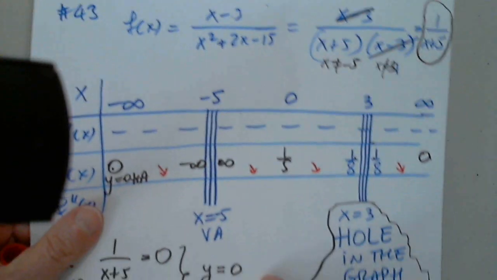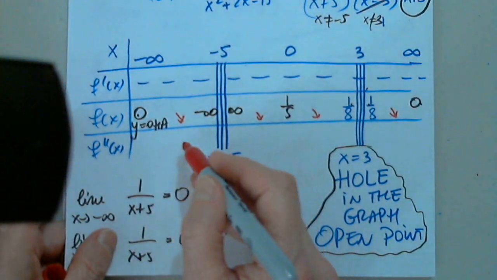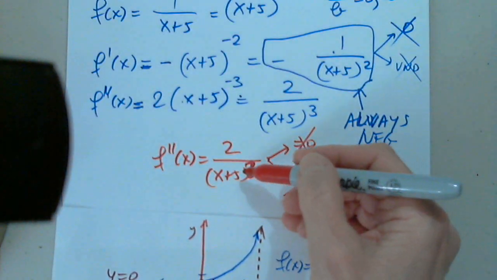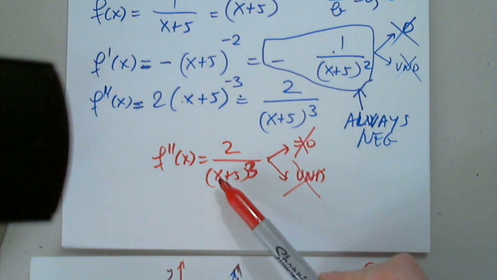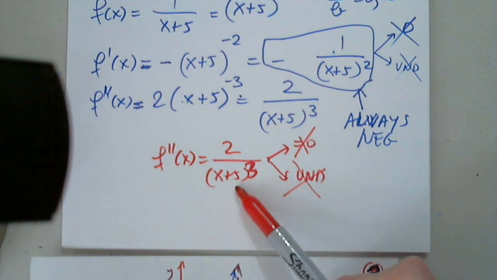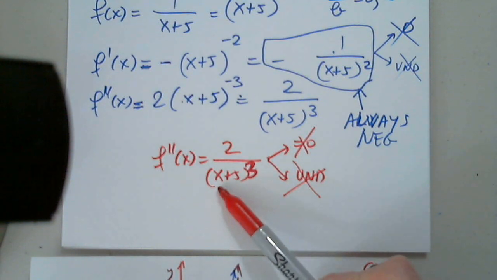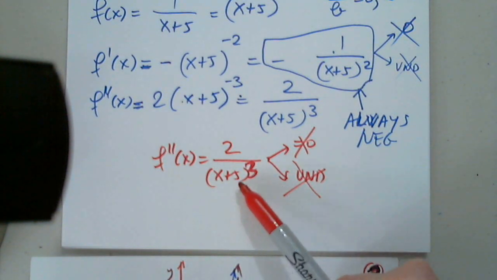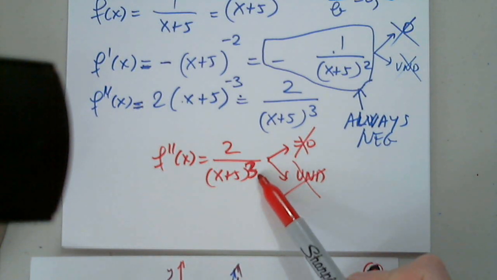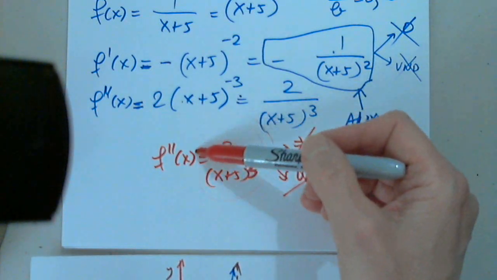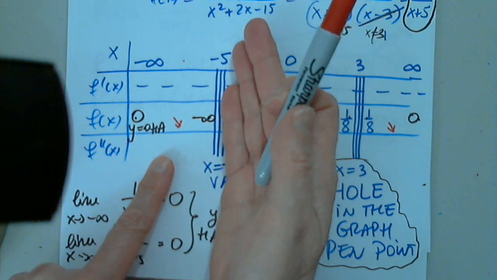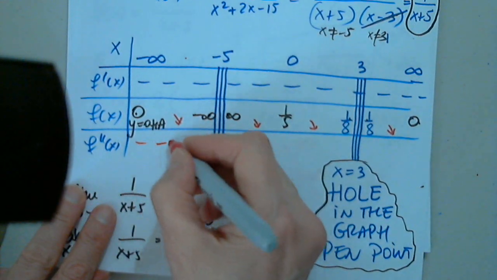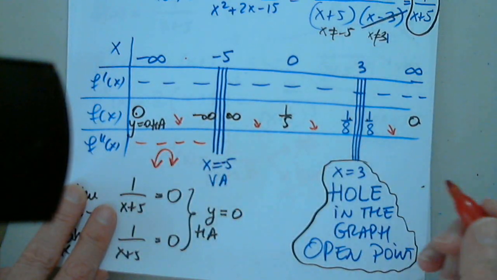To the left of -5, pick a number, plug it in, and just give me the sign. For example, -10. -10 plus 5, what type of number will this be? -5. Yes, to the third power. Now, a negative number, no. So what will be the sign of the second derivative for anything to the left of -5? It would be negative. Perfect. Which means it does not hold water.